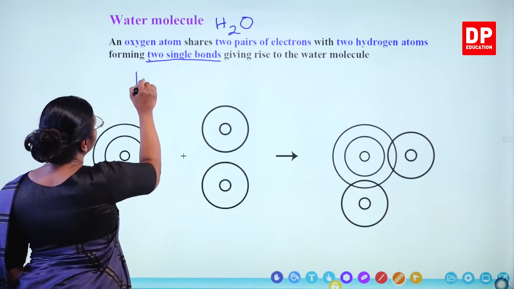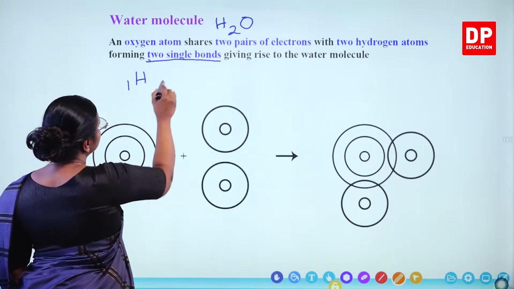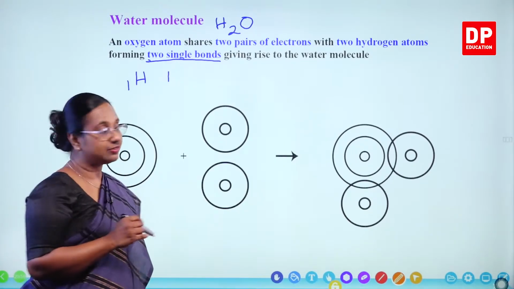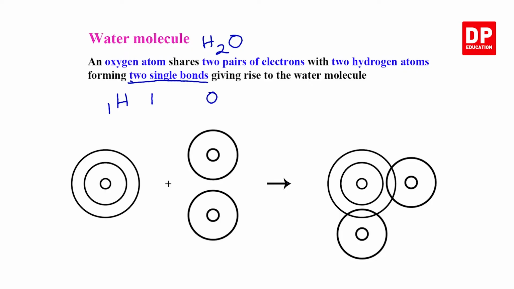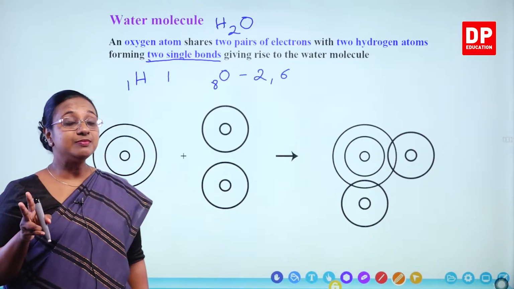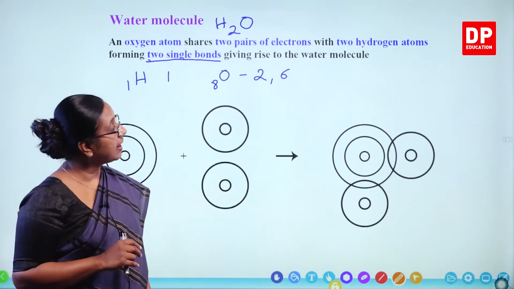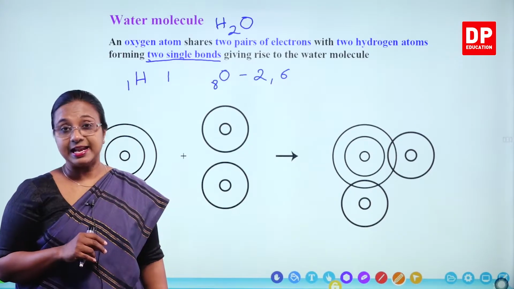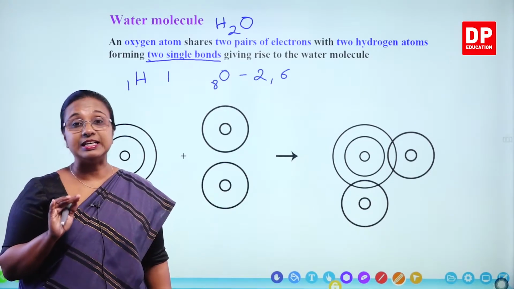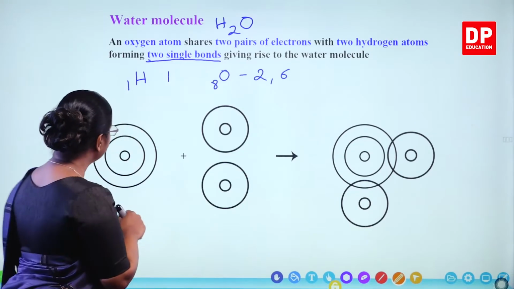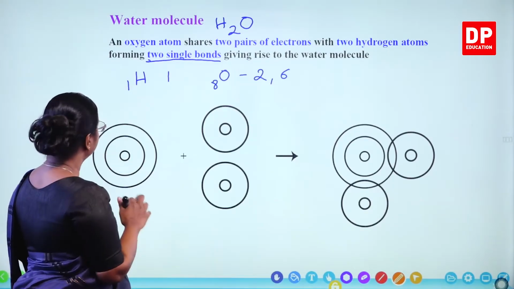So already you are familiar with the electronic configuration. Hydrogen has just 1 electron. Then oxygen, atomic number 8, and the electronic configuration is 2, 6. And what is the valency? 2. That is why it has to combine with 2 hydrogen atoms in order to fulfill the valency. So now let's see how the bond forms.